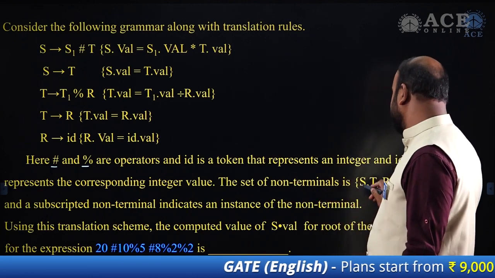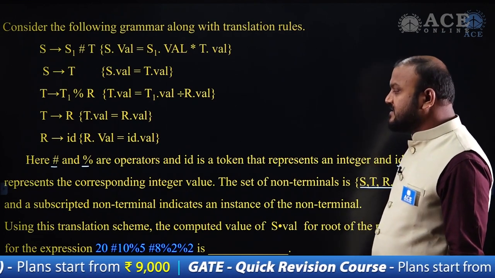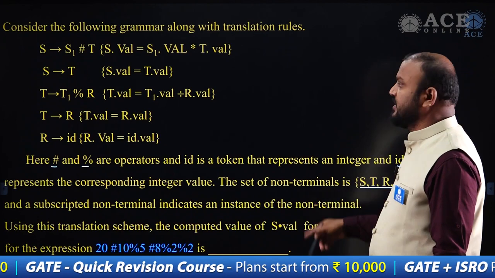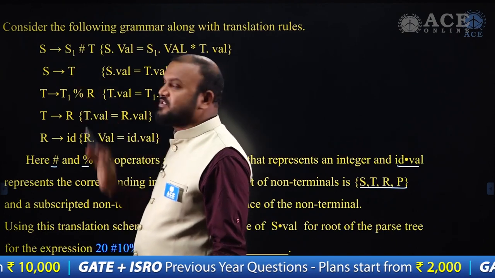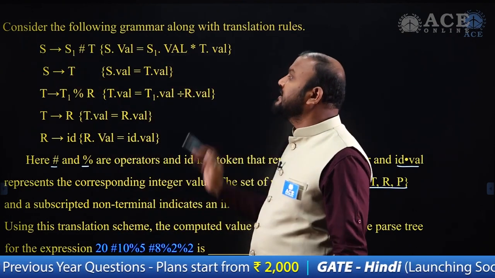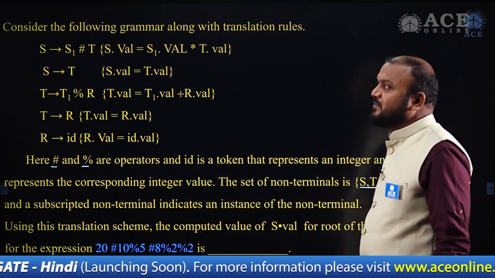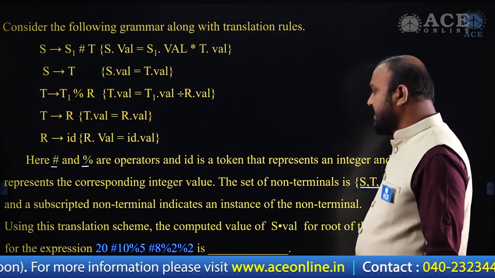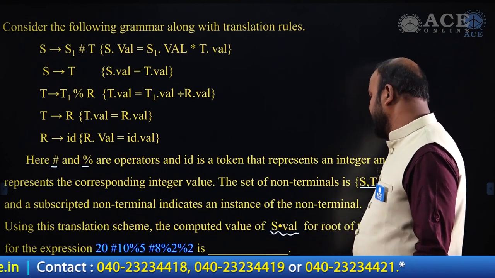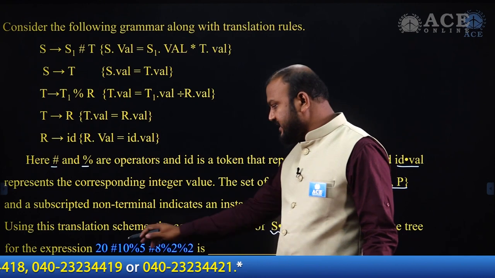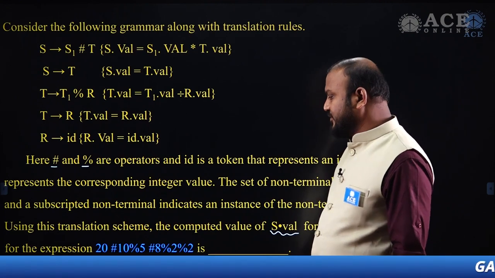The set of non-terminals is S, T, R. Anyhow, non-terminals are going to be represented with capital letters. And a subscripted non-terminal indicates an instance of the non-terminal. It means you shouldn't think that S and S1 are different non-terminals. S1 is an instance of S. Just to show clearly the meaning of the translation rules, a subscripted number is given. That's why we call the subscripted non-terminals instances. Using this translation scheme, the computed value of S dot val for the root of the parse tree for the expression given, what is the value of this expression? We have to find it.